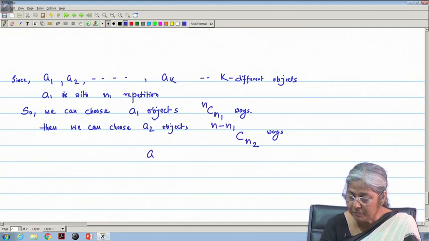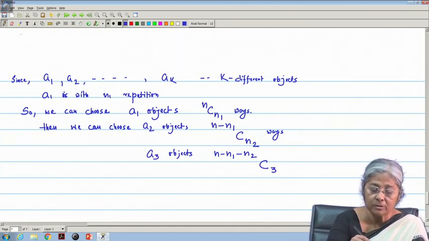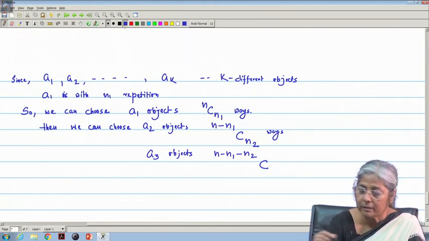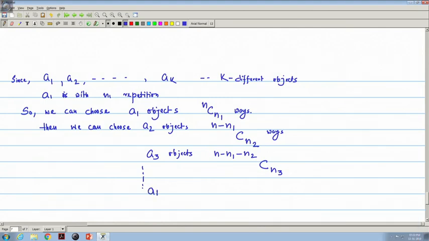The same thing for A3 objects: now my objects remaining are n minus n1 minus n2, and A3 is with n3 repetition. In this way, if I continue, then if I choose AK type of objects, with nk repetition, it is n minus n1 minus n2 minus up to nk minus 1 C nk. So, now we can use the multiplication rule.